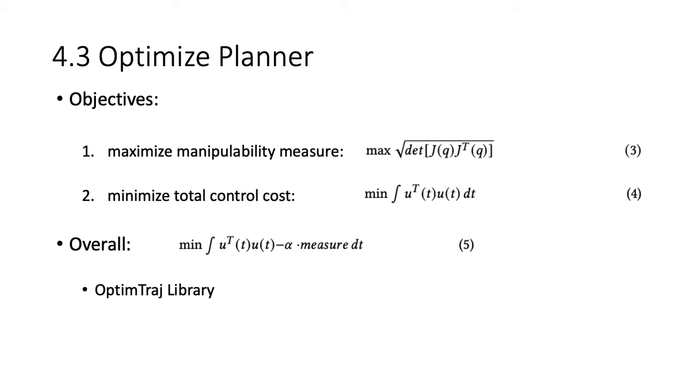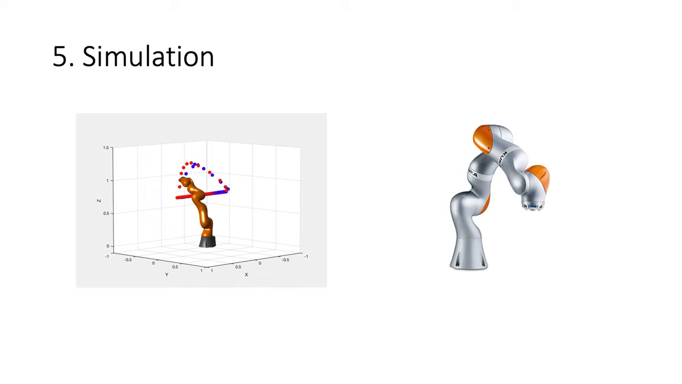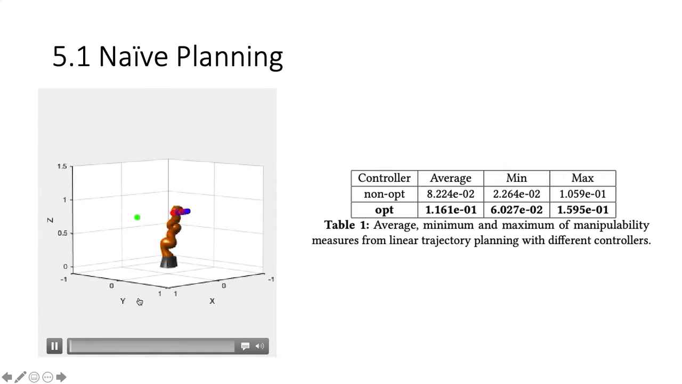And I chose to use the trapezoid method for integration, and the optimization problem can be solved by this library. For simulation, I chose to use KUKA UR14, an industrial robot arm with 7 joints. So here is the simulation with naive planning and non-optimized controller. The red dots are the planned end effector's positions, and the blue dots are the real positions after the control.